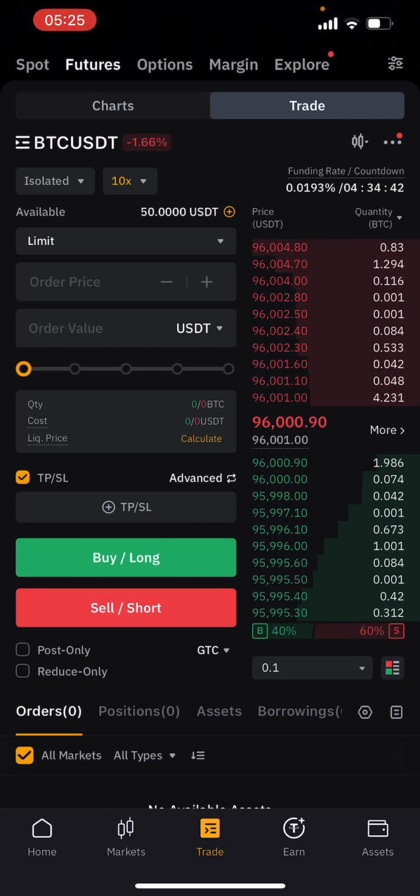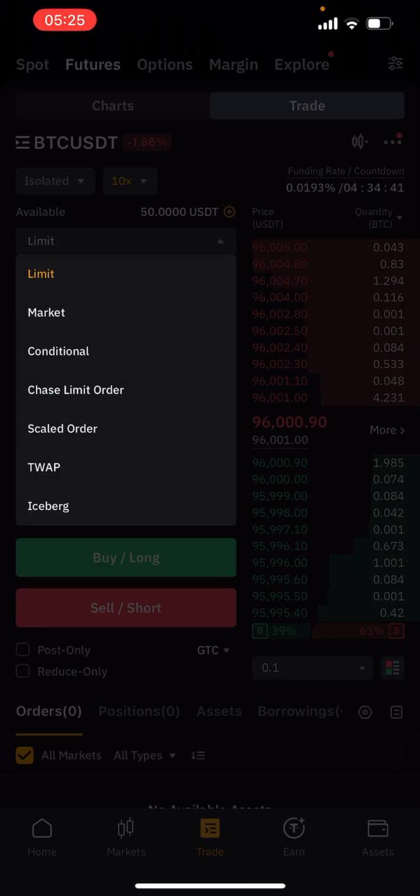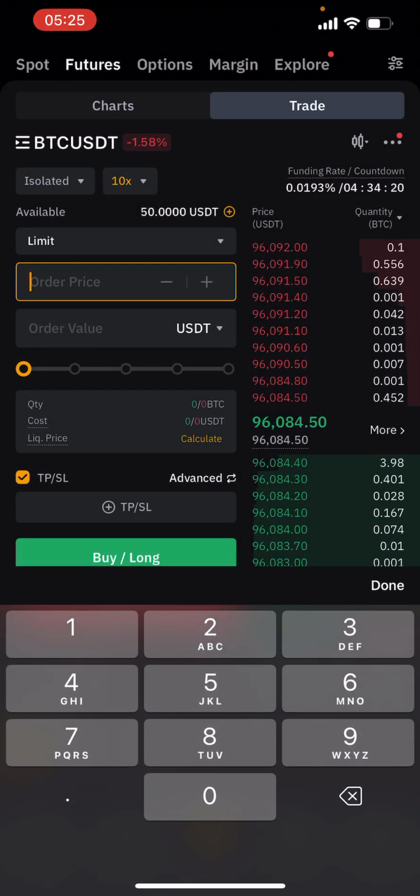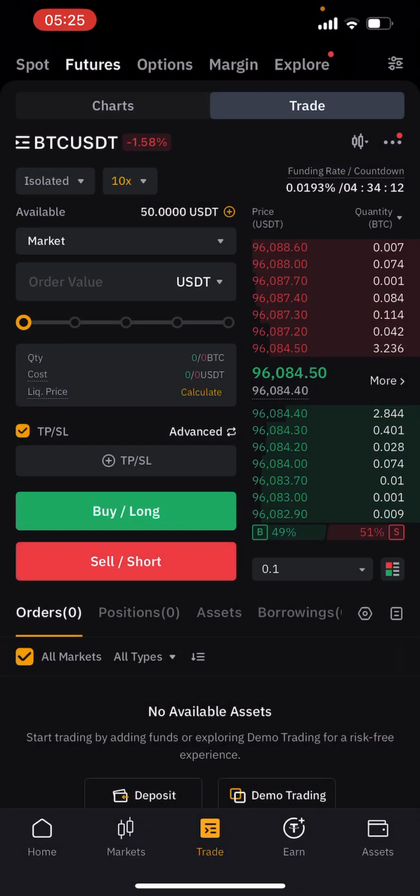Then this is limit order, market, and others. Whenever I drop a signal and I give you the entry price, that is the particular price you should enter at. Make sure it is on limit, then you put the price here in order price. But if I tell you the entry price is market, you should enter at the market price. You change this to market, which means you are buying that token at the exact price the market is offering. So now let me change it back to limit.